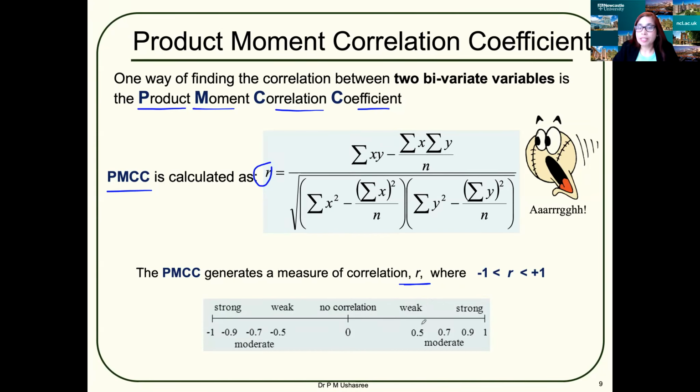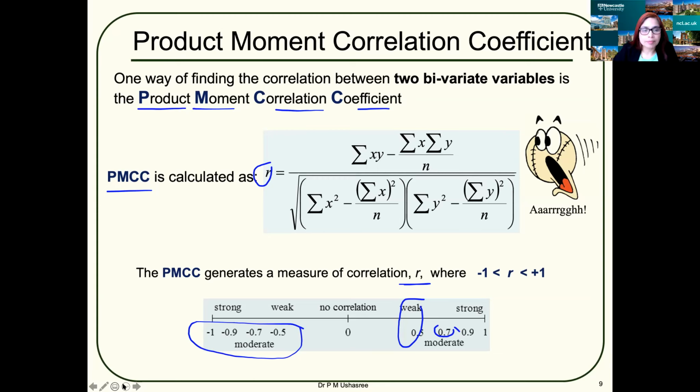So if it is around 0.5, it is weak. Between 0.5 and 0.85, it is moderate. And between 0.9 to 1, it is strong. Similarly, it's the magnitude which helps us gauge the strength of the correlation, and the sign allows us to see what type of correlation exists, whether it is a positive correlation or a negative correlation.